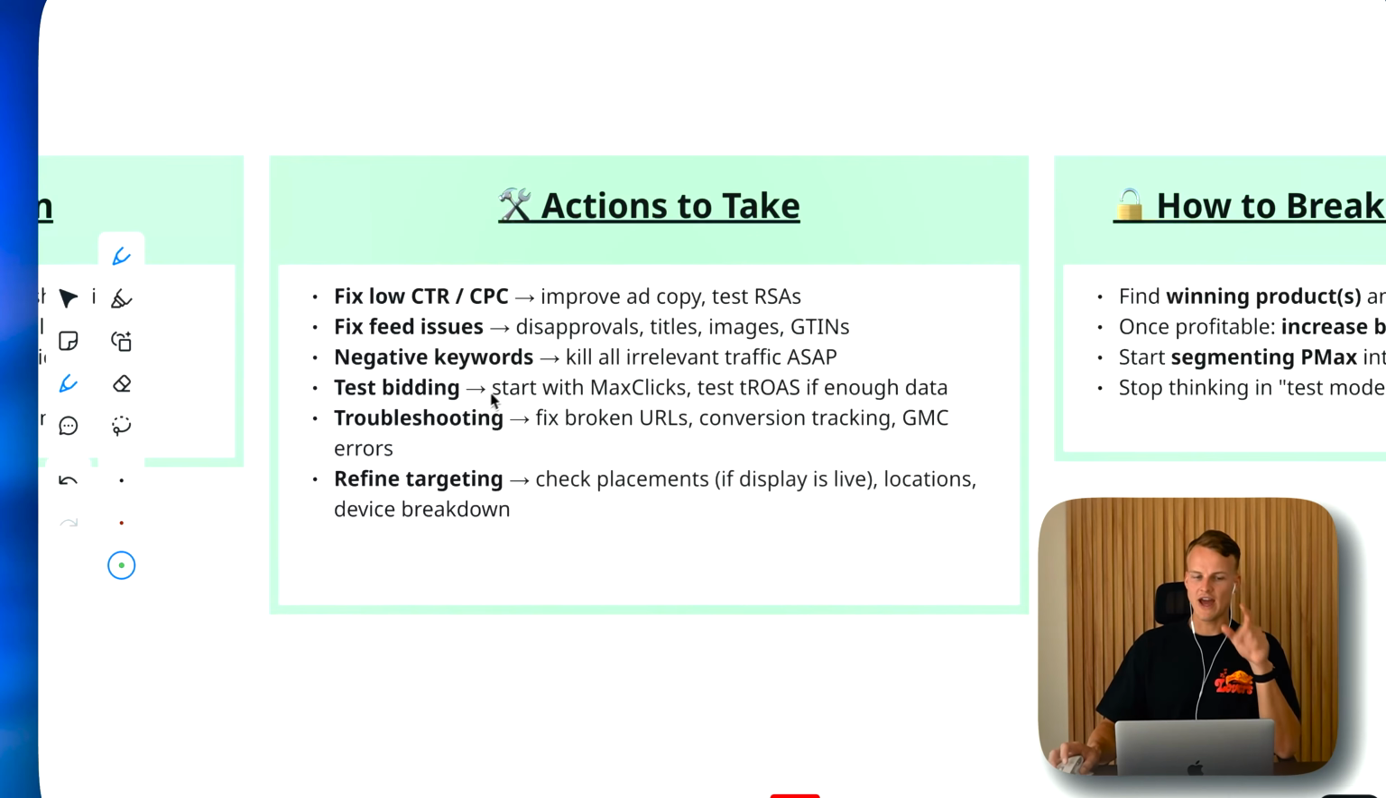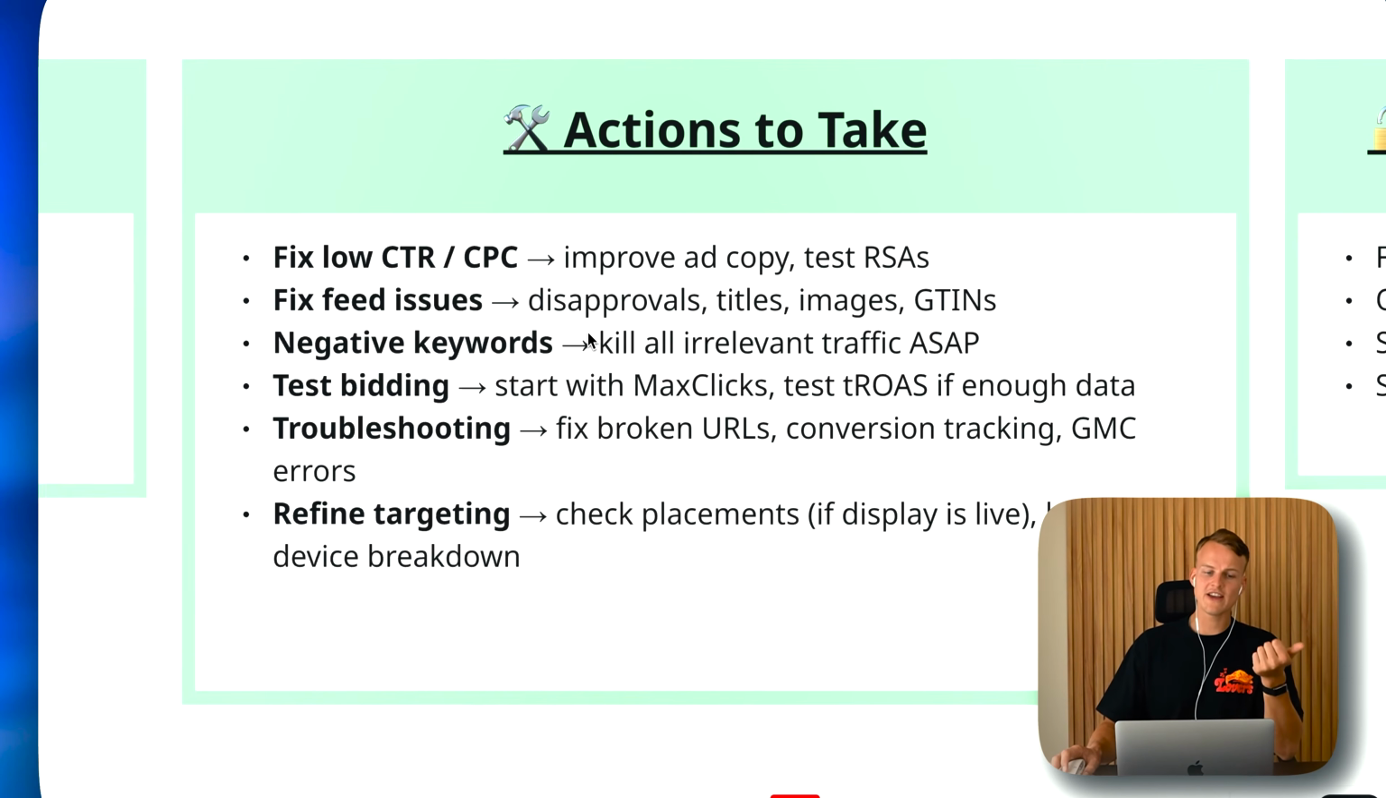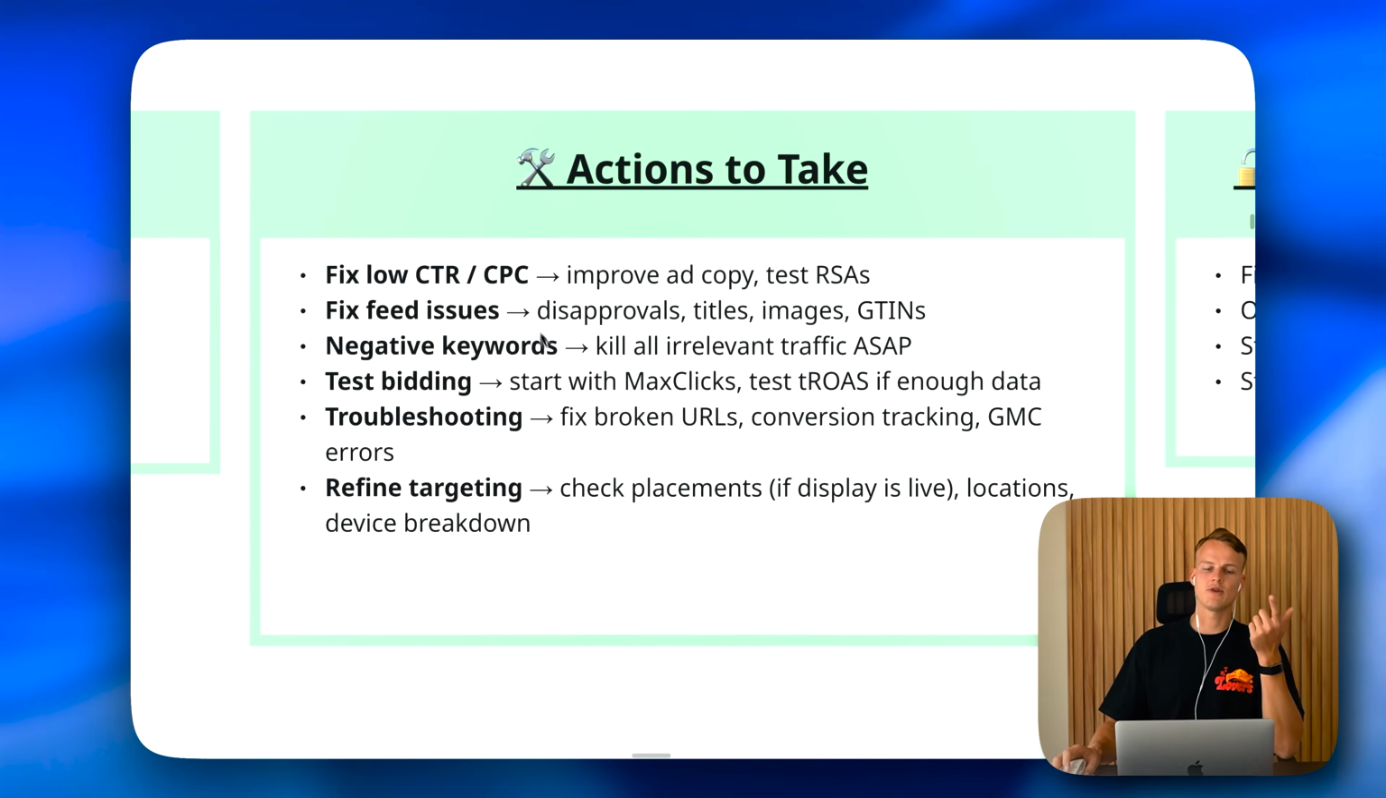And then when it comes to the actions, you want to fix low CTR and you want to fix your CPC. So improve ad copy, test responsive search ads, improve your product feed, etc. You want to fix your feed issues if you have those, so disapprovals, make sure your titles are optimized, A/B test around with images to increase the CTR, and add GTIN codes if you have those. You want to optimize negative keywords as well, so kill all irrelevant traffic as soon as possible.